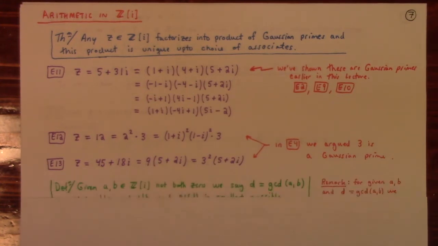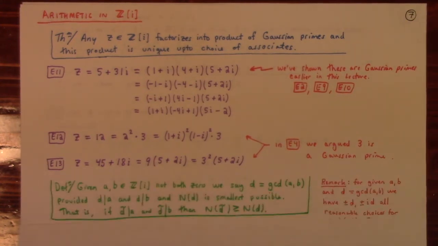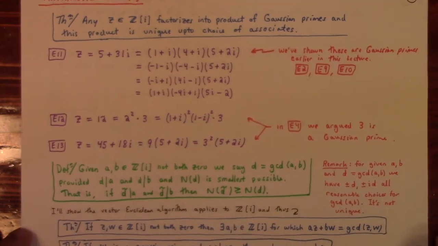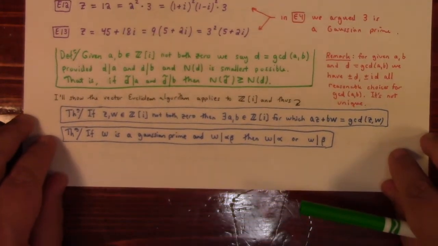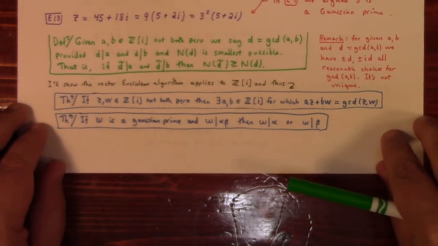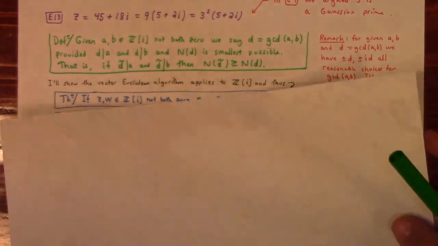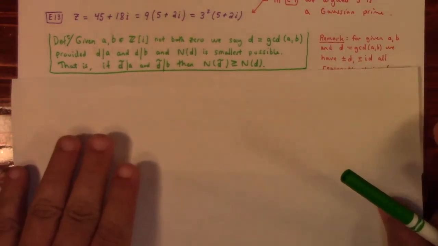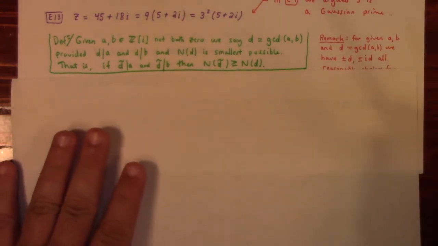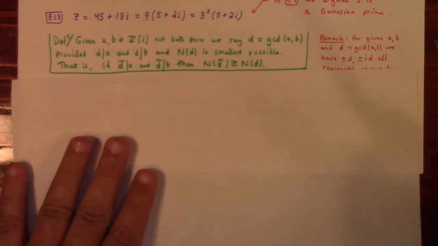So, yeah. What else can we do? We can define the GCD. And I shouldn't really say define the GCD. I should say we can define a GCD. There will be 4 of them, because there's always a choice of multiplying by one of our 4 units.